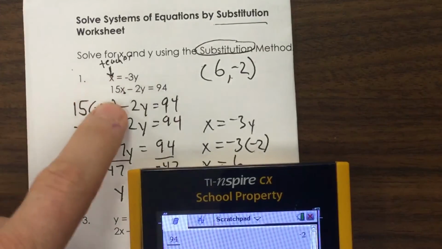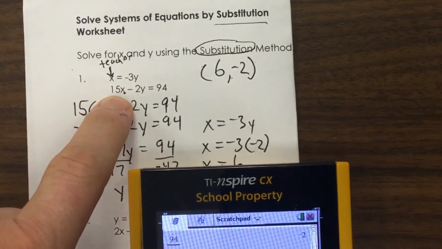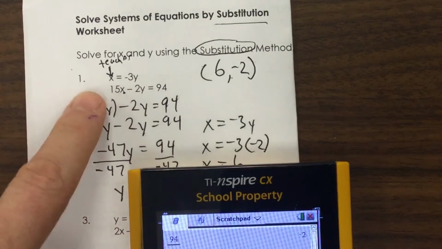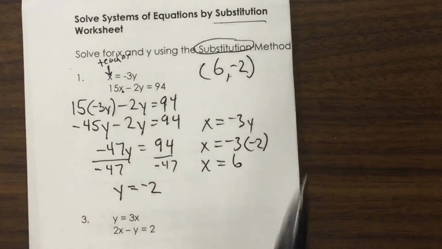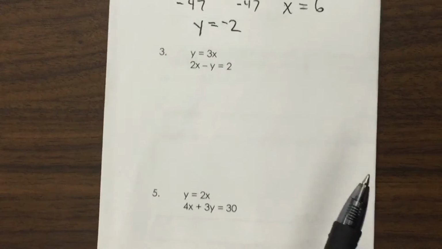Okay? You can also solve these with elimination. If you haven't learned that, we'll be doing that soon. But right now, we're not teaching you that. We're teaching you substitution. So please do all of these that way.